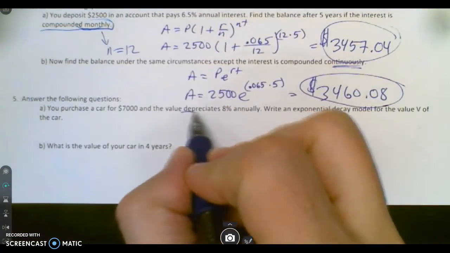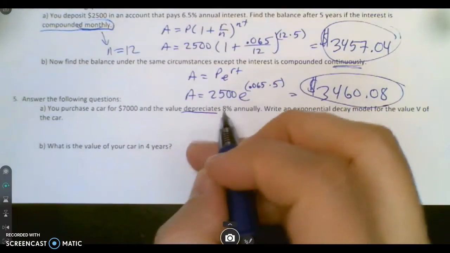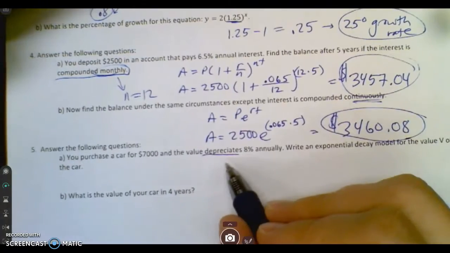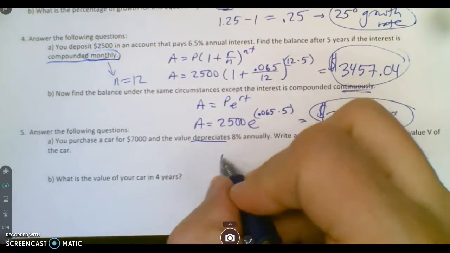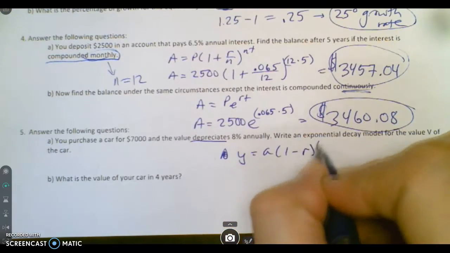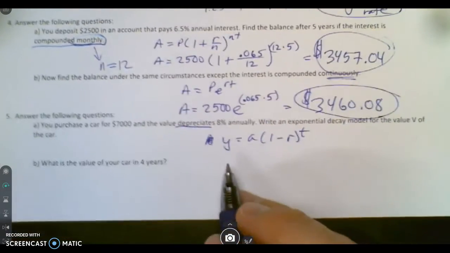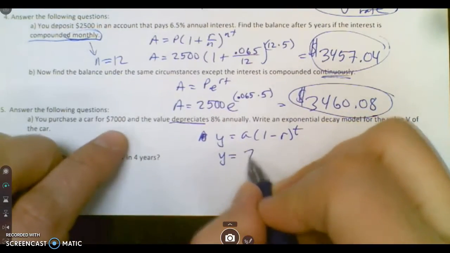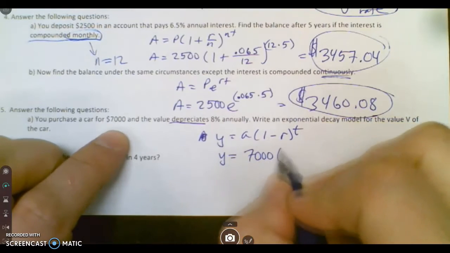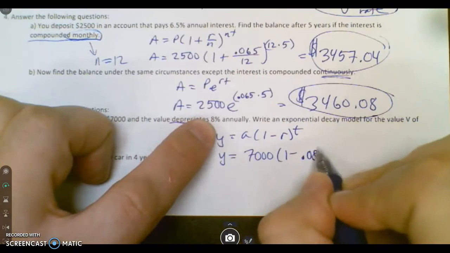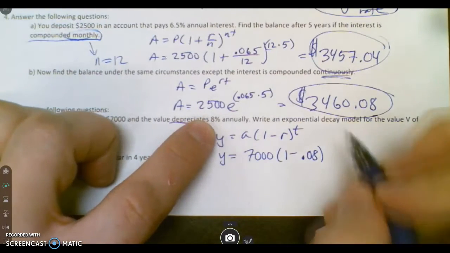All right, couple more. This has a key word here. Depreciates means goes down. So that would be one of these exponential decay functions. So I want to make sure it goes down 8% annually. So I'm going to be using y equals amount times 1 minus r to the t. See how it didn't say compounded monthly or anything like that. So in this problem, your car started out worth $7,000. And I'm going to take away 8% annually, so make sure you do 0.08. Don't do 0.8 or it'll be 80% annually.